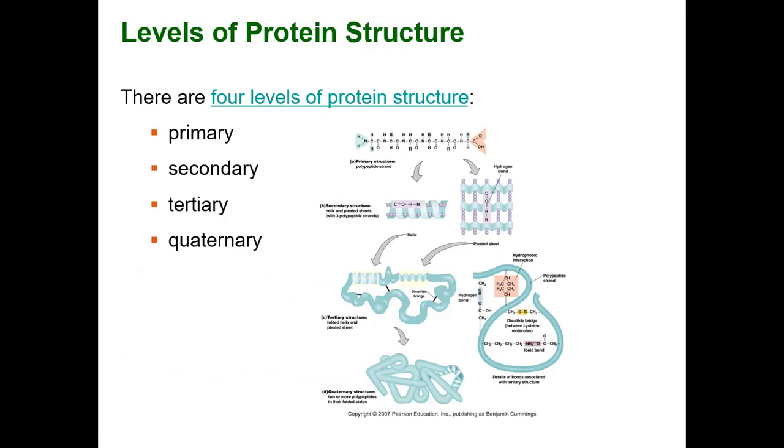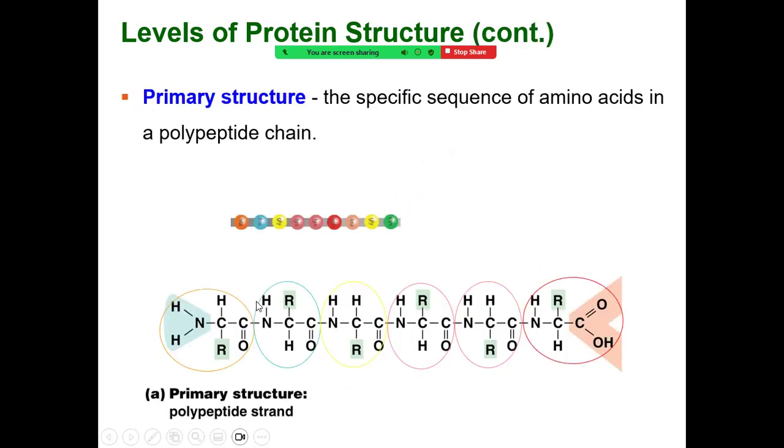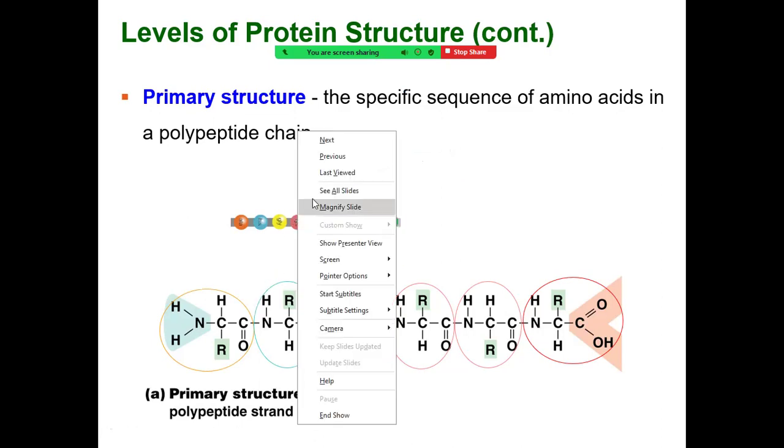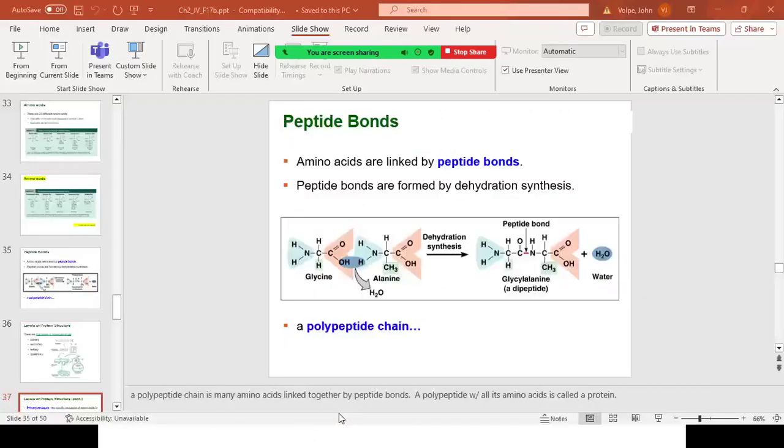There are 4 levels to the protein structure: a primary level, a secondary level, a tertiary structure or level, and then a quaternary level or structure. The primary, well, let me go ahead and show you the movie.